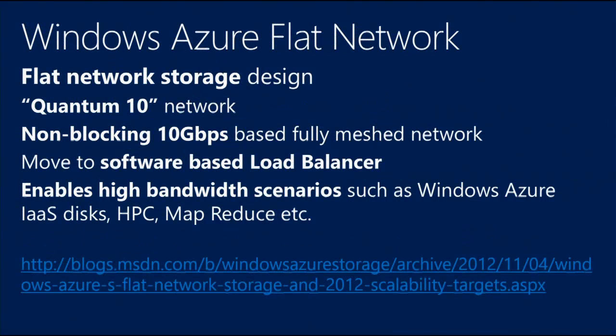So we have a new flat network design. There's a great blog post here if you want to know more about the hardware and the networking of what's going on inside the data centers. From the previous generation to the current generation data centers, they've moved to a 10 gigabit fully meshed network. There's a software load balancer, a variety of different changes, and basically what this all is designed around is enabling high bandwidth scenarios, such as IaaS disks, high performance computing, MapReduce, HDInsight Hadoop, things like that. So if you want to read more, there's a great link there.